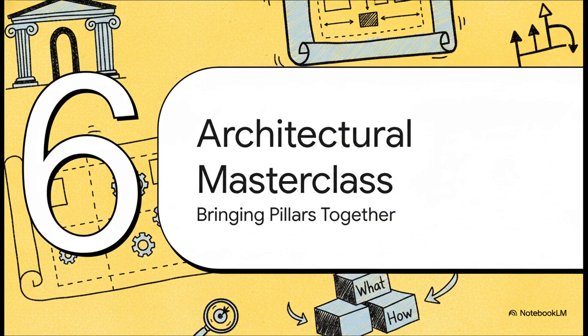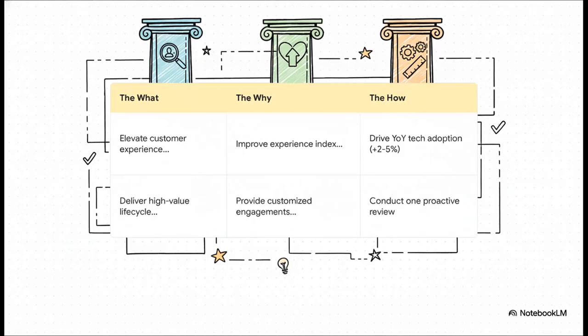Okay, so let's put it all together now. This is the masterclass, where we can see what a really well-architected goal looks like when all 3 of these pillars are working together in perfect harmony. And here it is, the finished blueprint. Just look at how this flows. The what sets that clear, ambitious direction. The why immediately ties it to a bigger business outcome. And the how gives you a specific, measurable target to hit. It's airtight. There is absolutely no room for confusion here, just a straight line from intention to result.